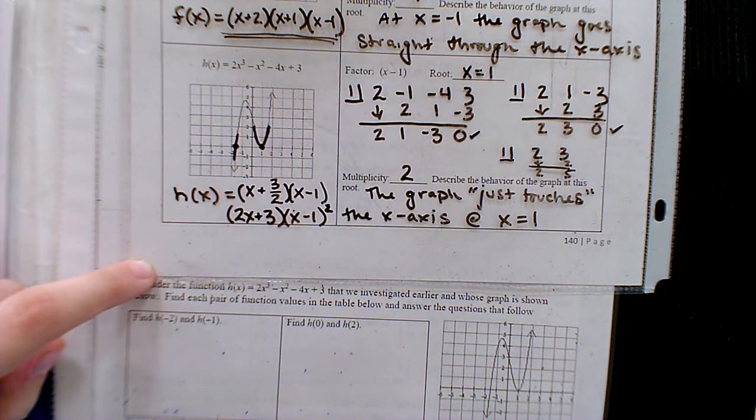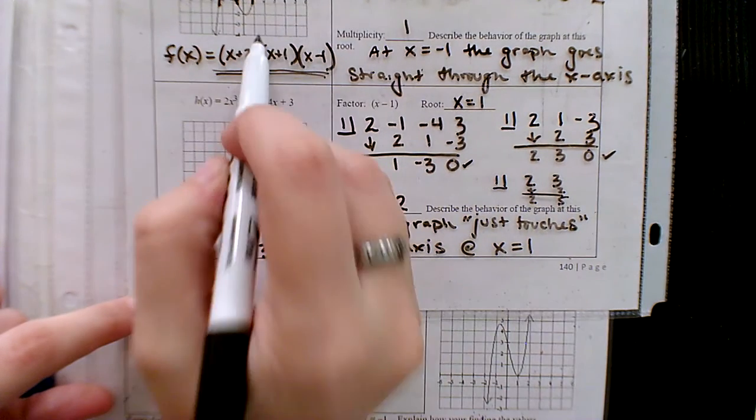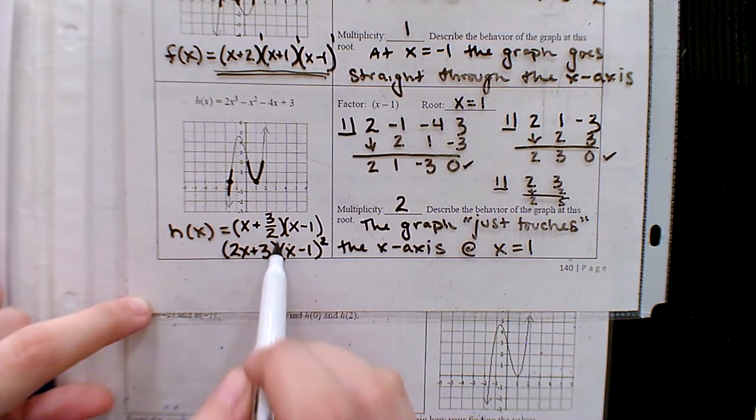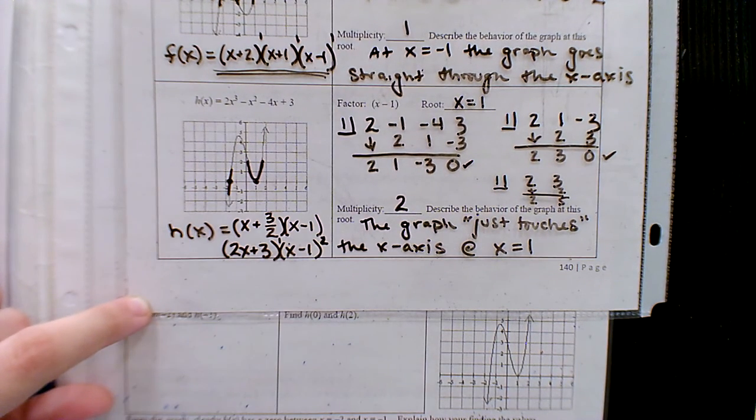So in factored form, the multiplicity is actually showing up as the power on the factors. Notice how all of these technically have a power of 1, right? We just don't write it. Same thing going on here. So the multiplicity is the power when you're looking at factored form.